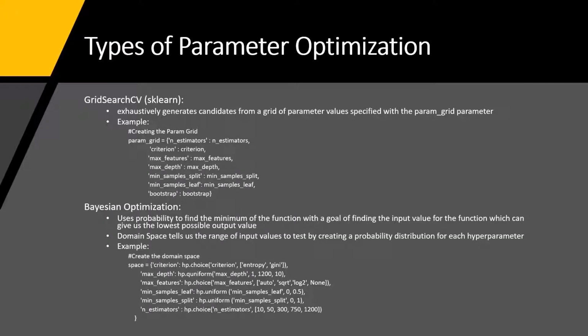There are two types of parameter optimization that we did in this project. We did grid search, which exhaustively generates candidates from a grid of parameter values specified with the parameter grid that we used. And we used another optimization technique called Bayesian optimization, which uses probability to find the minimum of a function, with the goal of finding the input that gives us the lowest possible output value. It also includes the domain space, which tells us the range of input values to test by creating a probability distribution for each hyperparameter, which is listed below.